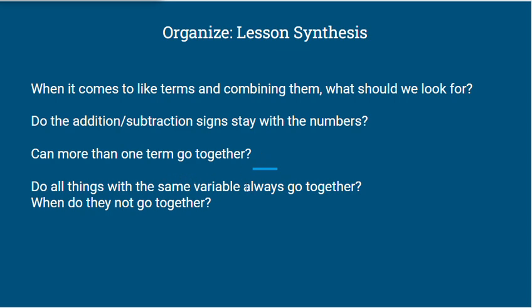Do all the things with the same variable always go together? No. If there is an exponent with that variable and another variable with the same exponent, those can be put together. But if you have x and x cubed in the expression, those can't go together because those are actually two different things in this situation.